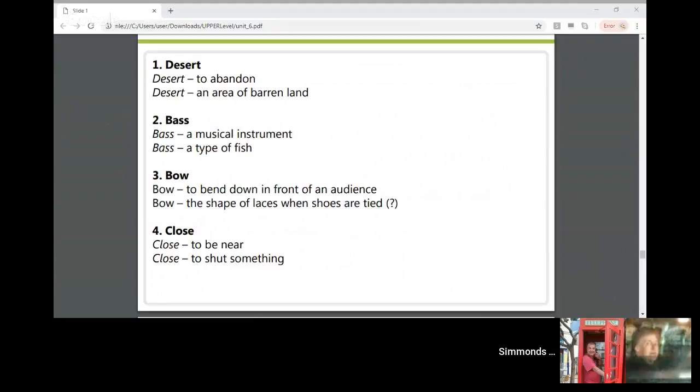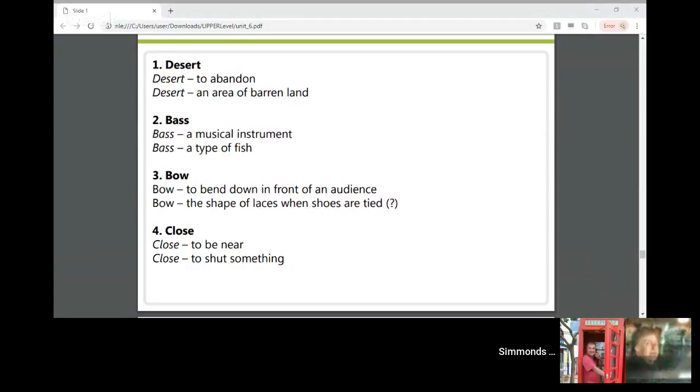I think bow is to bend down in front of an audience, and bow is the shape of laces when shoes are tied. Okay, it's actually the opposite. So in your culture, right, you bow when you greet someone. Yes. Okay, and then a bow is what you tie with the laces on your shoes or in hair. Like a bow tie. Exactly. A bow tie is what you wear around your neck normally as a man.